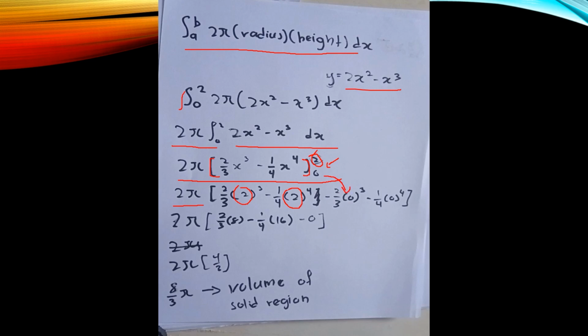Alright, after that, 2 pi times 2 over 3 multiplied by 8 minus 1 over 4 multiplied by 16 minus 0, and the answer that we get after calculating it is 2 pi times 4 over 3. After that we multiply it, and we get the final answer 8 over 3 pi, and that's how we get the volume of the solid region using the shell method. Alright, thank you. That's all from me. Have a good day.